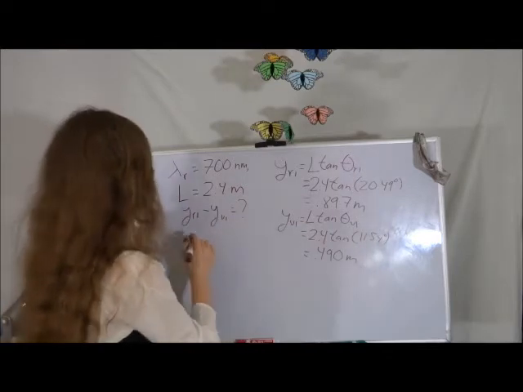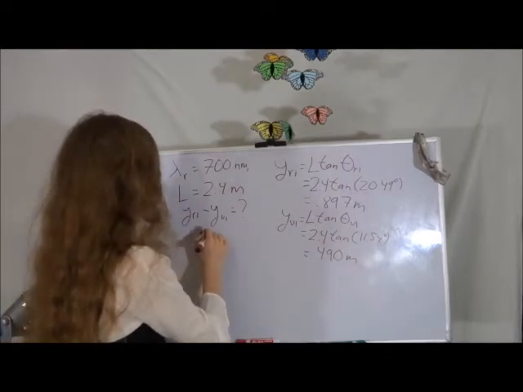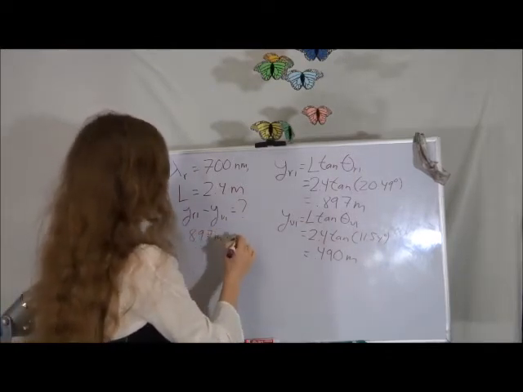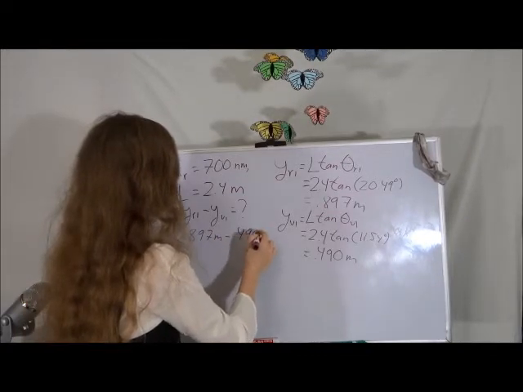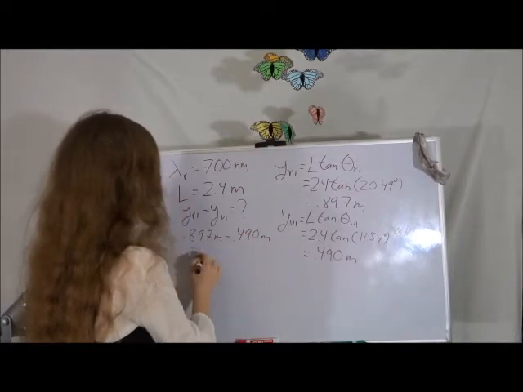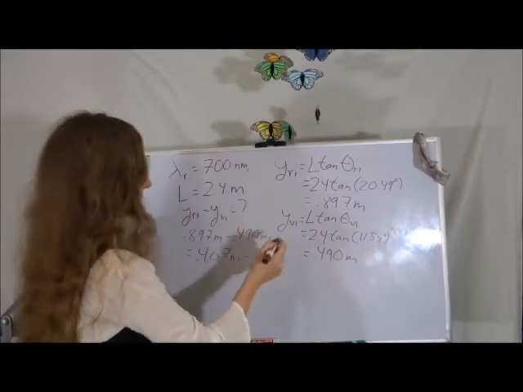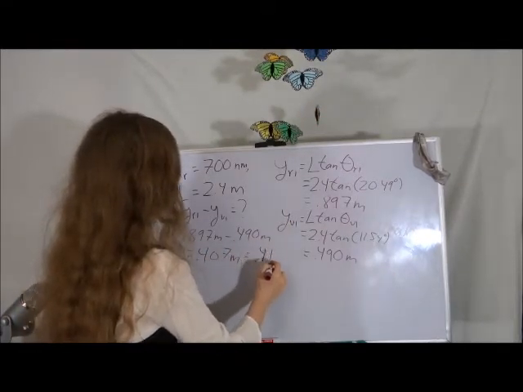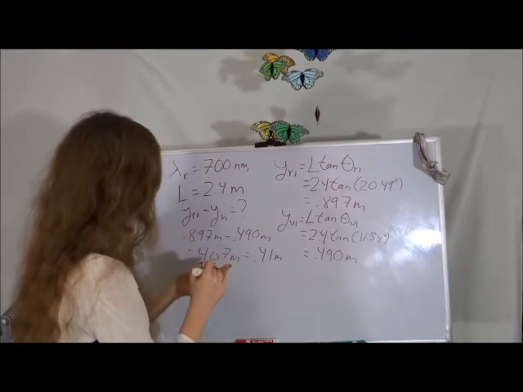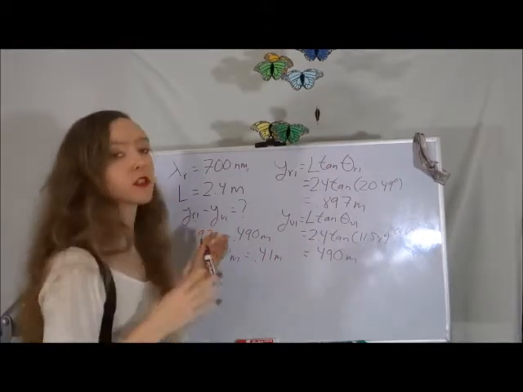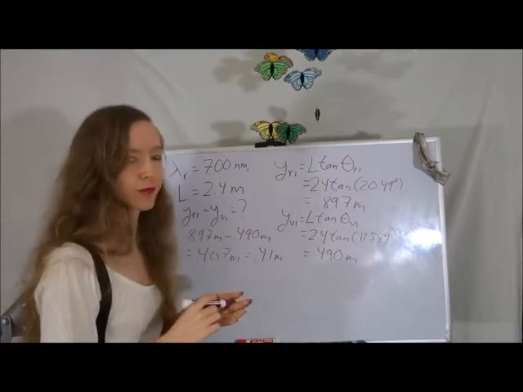So we're going to take 0.897 meters minus 0.490 meters, which will give us 0.407 meters, or to 2 sig figs, 0.41 meters. So that's how you would solve part A.